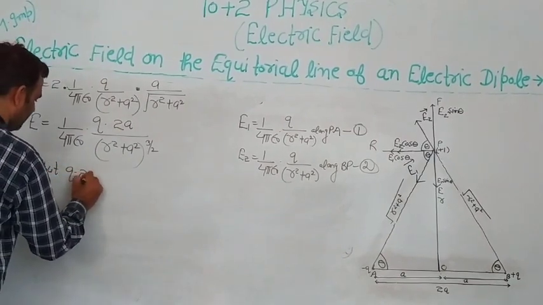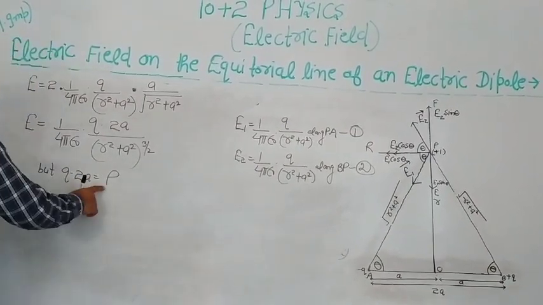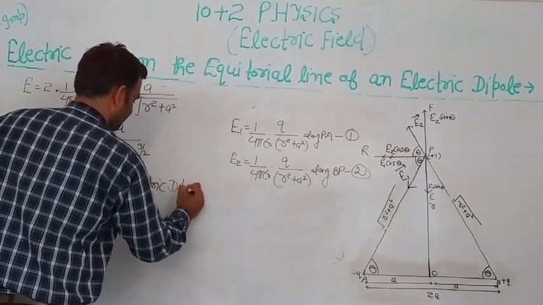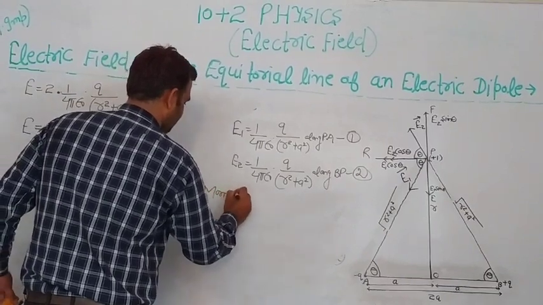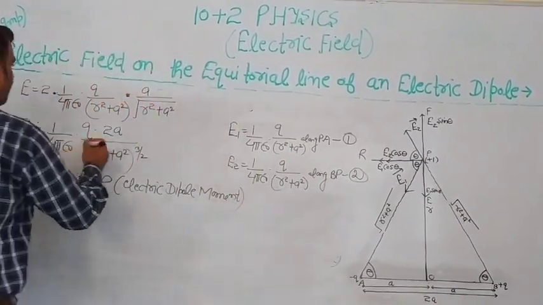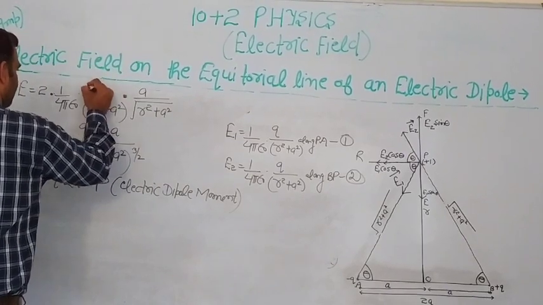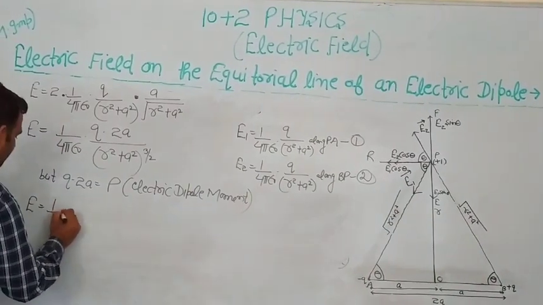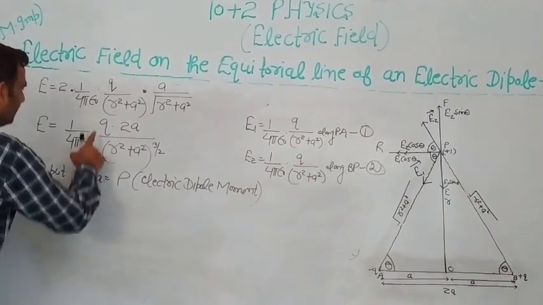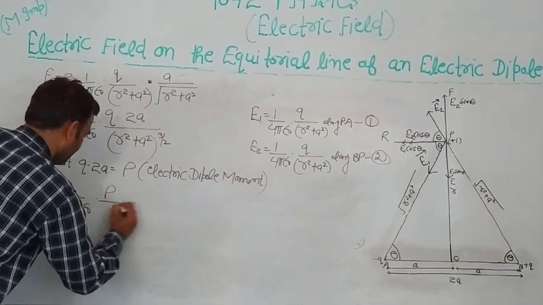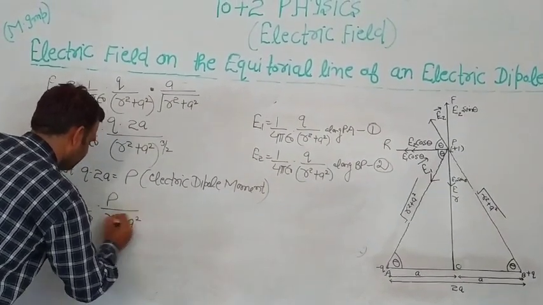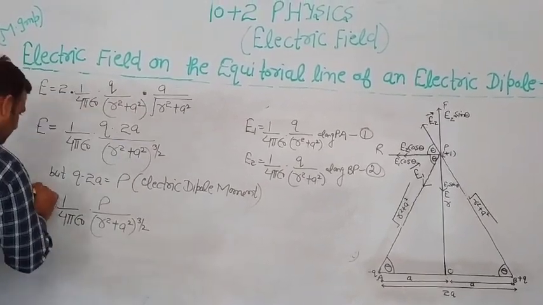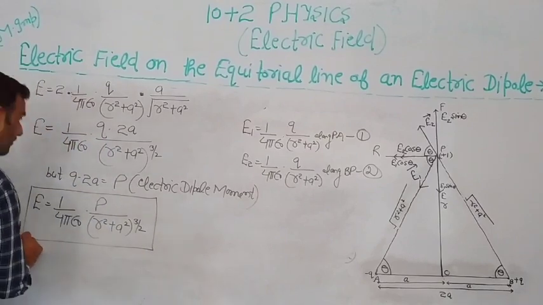q into 2a is equal to p, the electric dipole moment. So E is equal to 1 upon 4 pi epsilon naught p upon r square plus a square raised to power 3 by 2, which is the required expression.